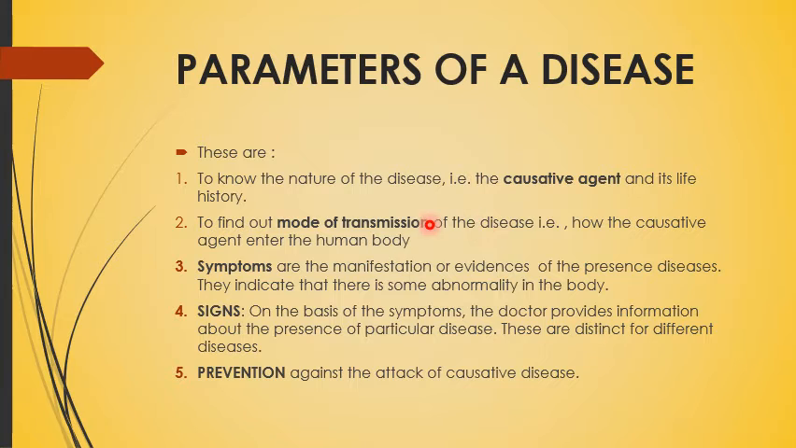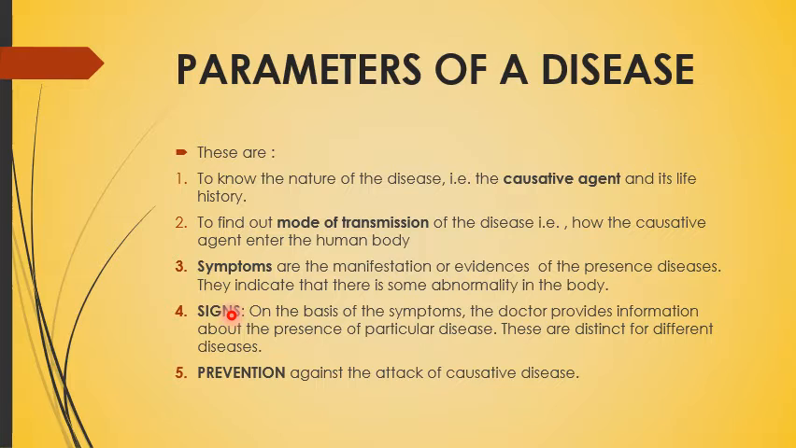Number two is mode of transmission: how the causative agent, how the microorganism, enters the human body and affects which part of the body. Next is the symptoms. Symptoms means the evidences shown by the patient, whatever complaint the patient gives to the doctor. So symptoms are the manifestations or evidences of the presence of disease. They indicate that there is some abnormality in the body.